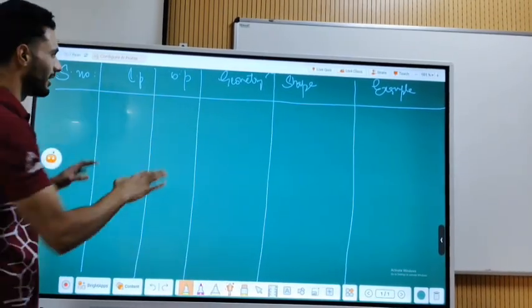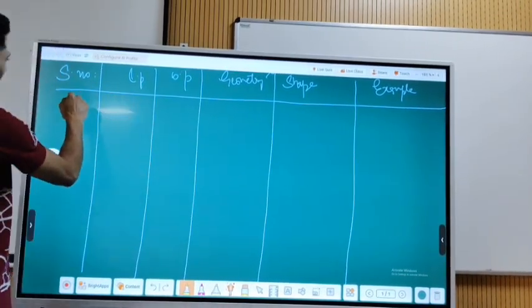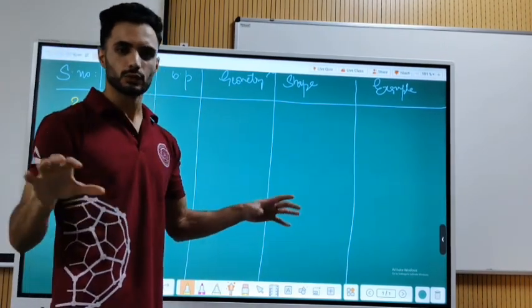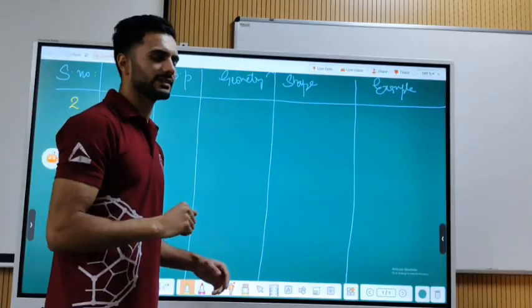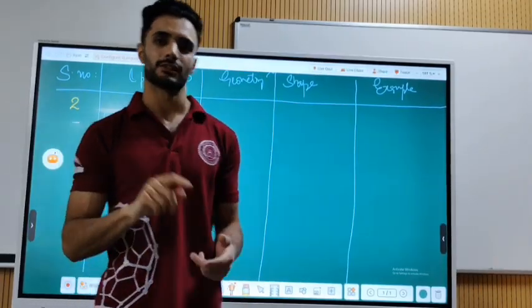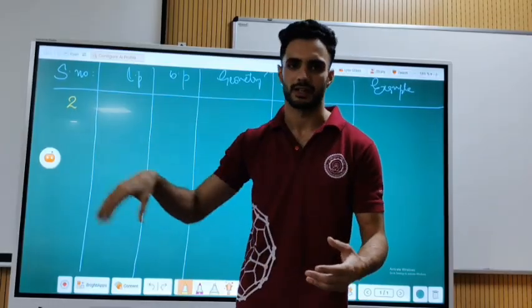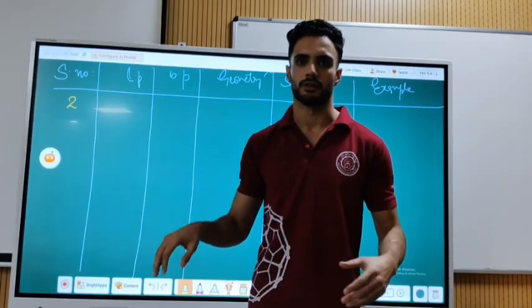Okay, I have drawn the table. Now let's take steric number 2. What does steric number 2 mean? It means that two surrounding atoms are present and there is a central atom. There are two terms, central atom and surrounding atom. The central atom is the main atom and surrounding atoms are the atoms that are present around it.